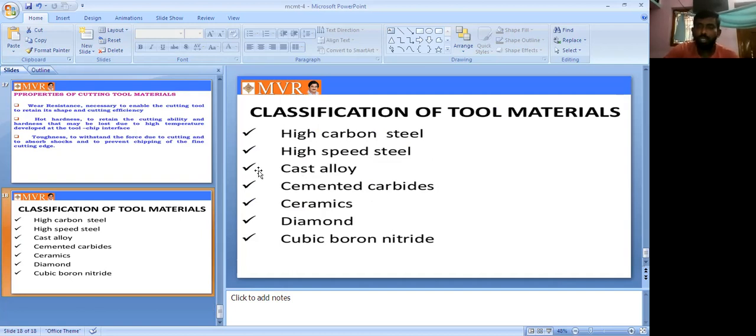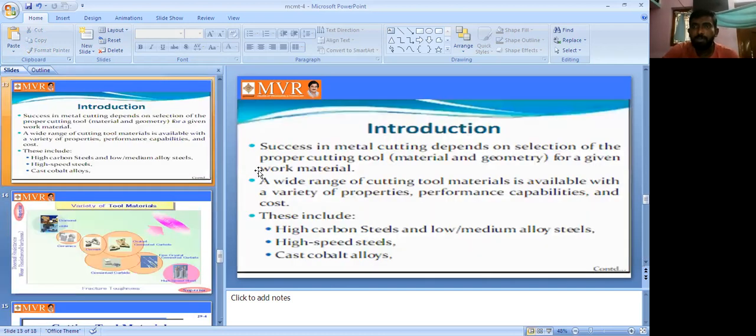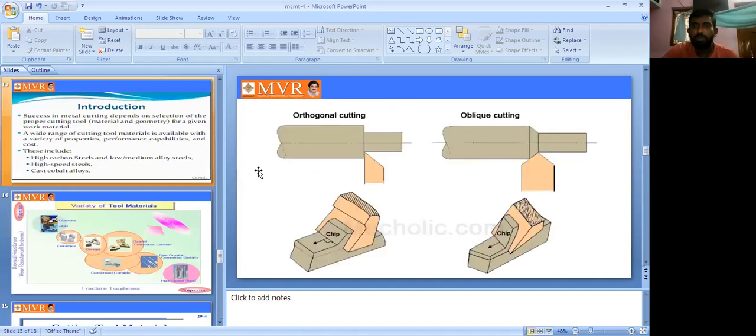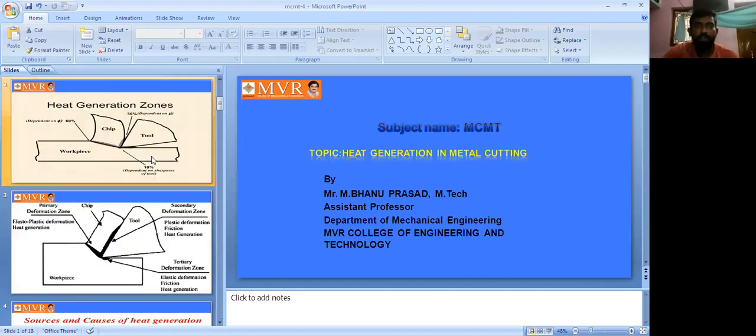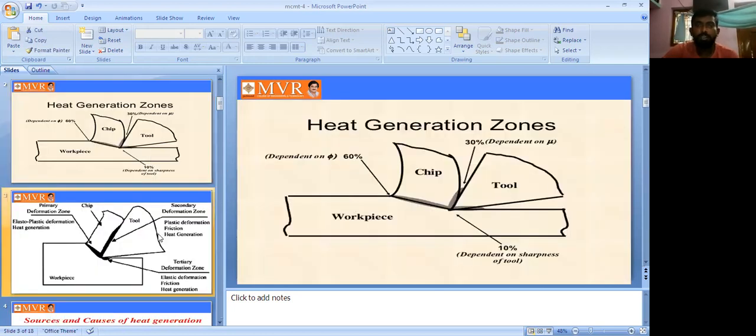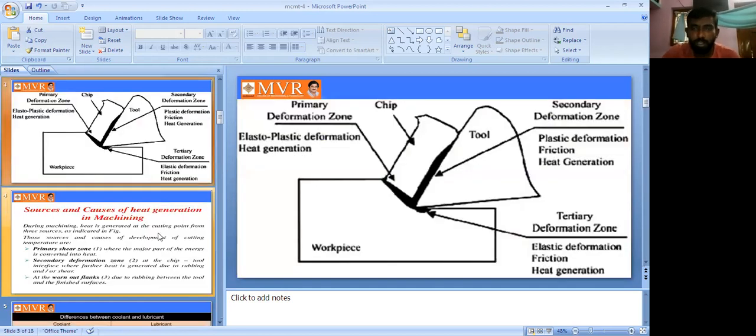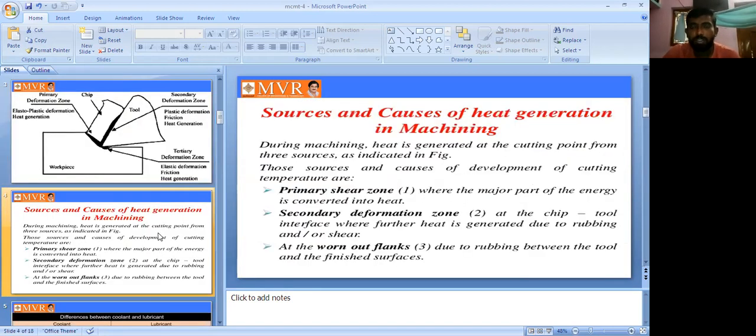Thank you. In today's class, first of all, we discussed the heat affected zone. You can see the heat affected zone here. What is the heat affected zone in metal cutting? Here is a block diagram of the heat affected zone. Next are the sources and causes of heat generation in machining. That is a major point. There are three types of zones that are very important.